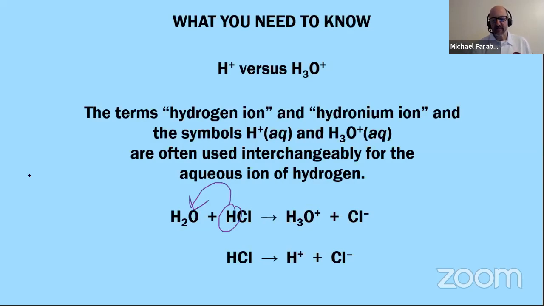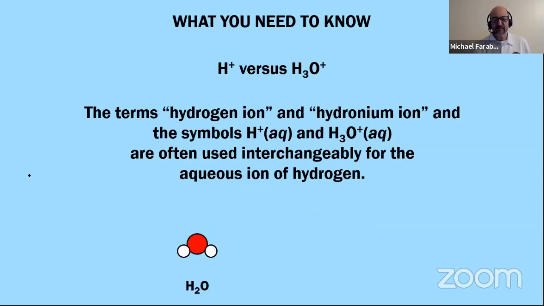And with respect to, let's say, particle diagrams, here, for example, is a water molecule. H+ would just be a single white circle. And a hydronium ion in a particle diagram would look like a water molecule with an extra hydrogen attached to it. So do not be confused if on a particle diagram you see these little symbols.